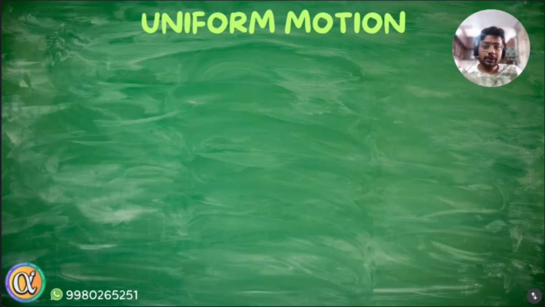Now for this kind of motion, uniform motion, we are interested in two things mainly: how the displacement time graph looks and how the velocity time graph looks. All right. So let's take an example, as I said.